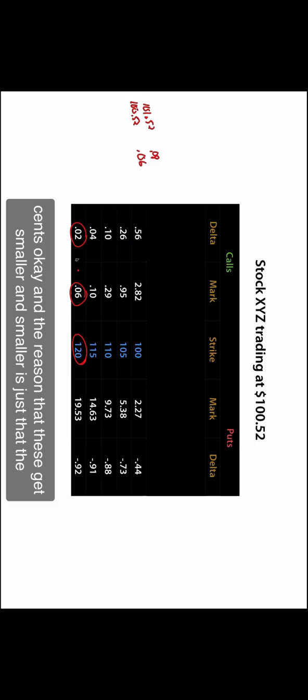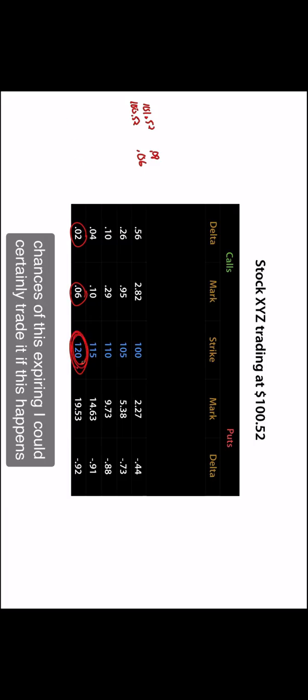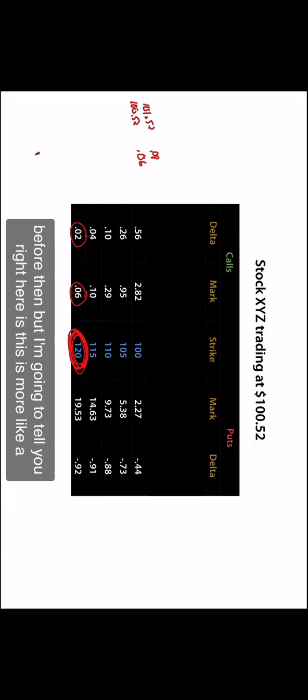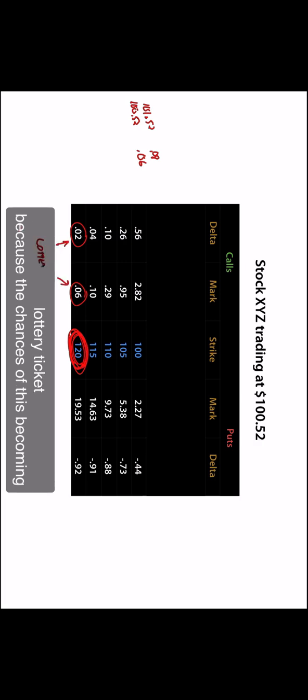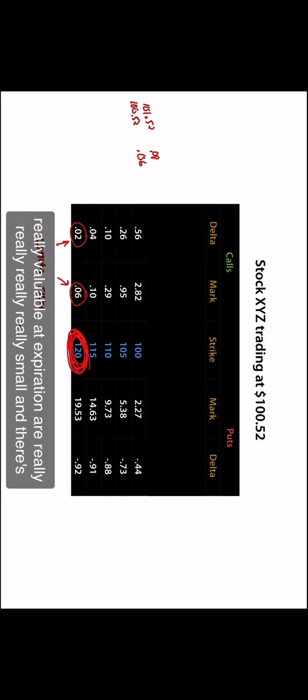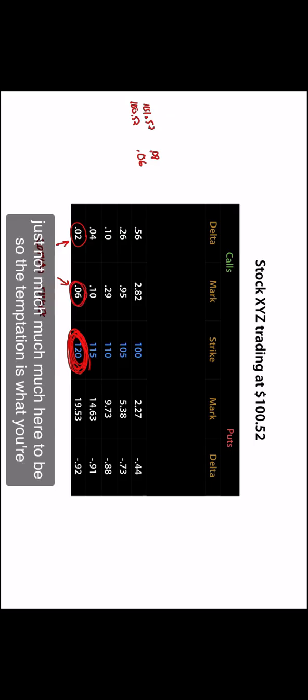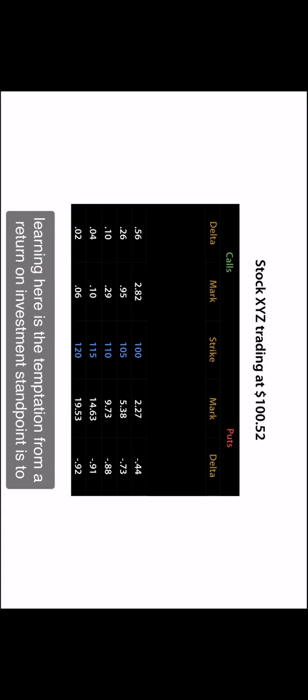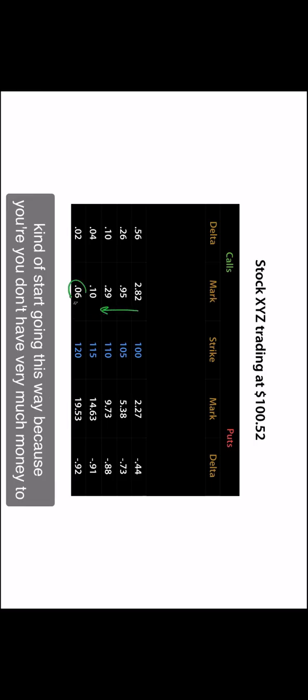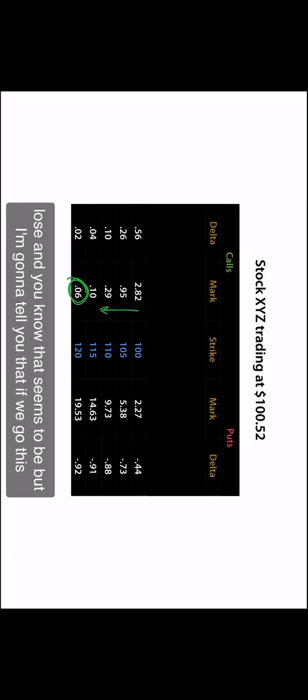And the reason these get smaller and smaller is the chances of this expiring. I could certainly trade it if this happens before then. But I'm going to tell you right here, this is more like a lottery ticket, because the chances of this becoming really valuable at expiration are really, really small, and there's just not much here to be done. So the temptation, from a return on investment standpoint, is to start going this way because you don't have very much money to lose.